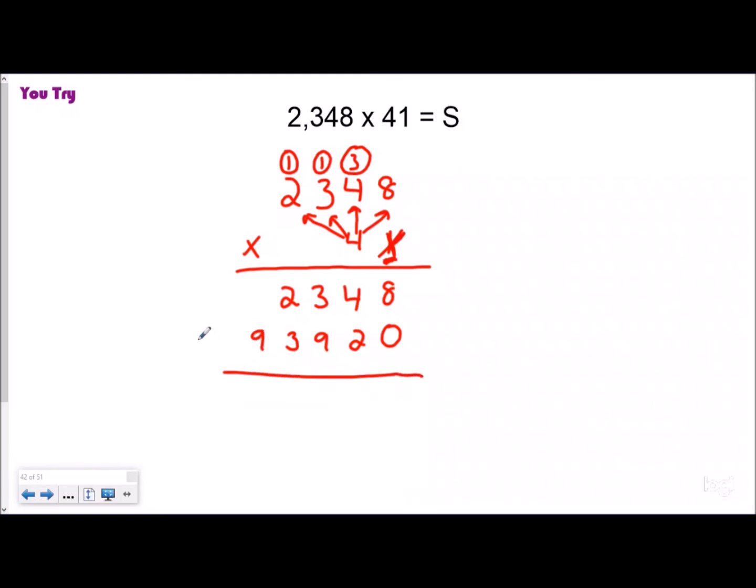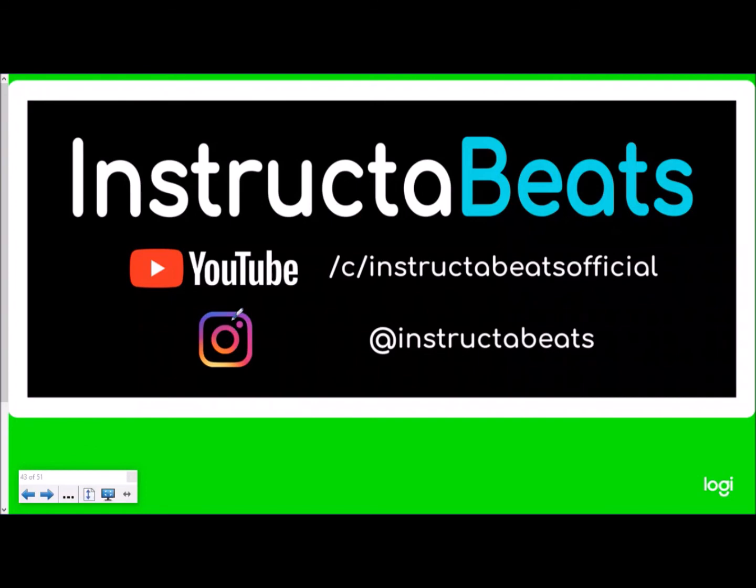I add my products together, and I have 12. Carry the 1 and circle it. 1,000 plus 2,000 is 3,000, plus 3 is 6,000, nothing to regroup, and so I have my 90,000 there. So my product should be 96,268.